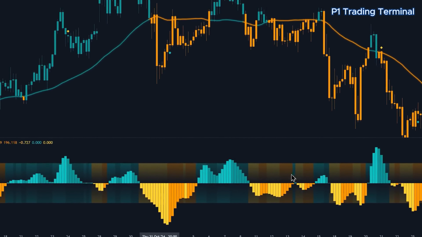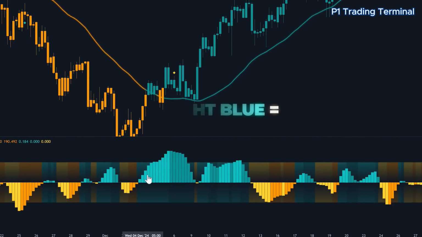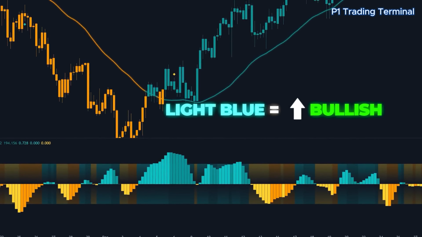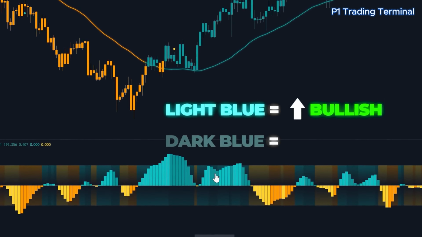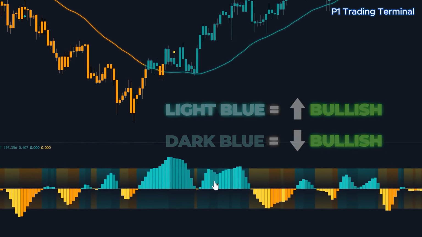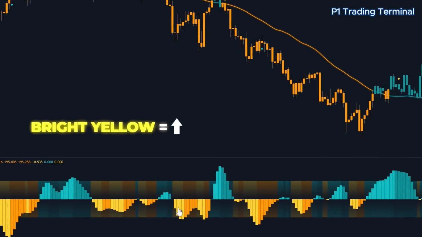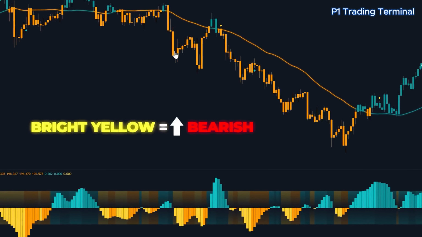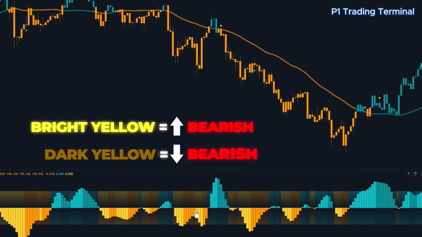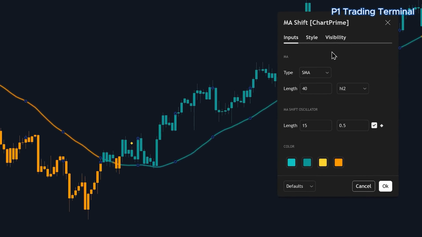Now, looking at the oscillator, you can see it has light and dark colors. In a bullish trend, for example, a light blue color indicates an increase in bullish momentum, while a dark blue color indicates a decline in the pre-existing bullish momentum, and it's going to be the opposite for a bearish trend. A bright yellow color indicates an increase in bearish momentum, and a dark yellow color indicates a decline in the pre-existing bearish momentum.